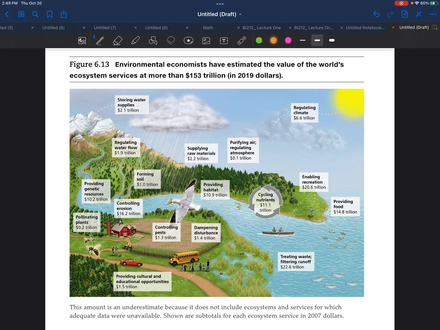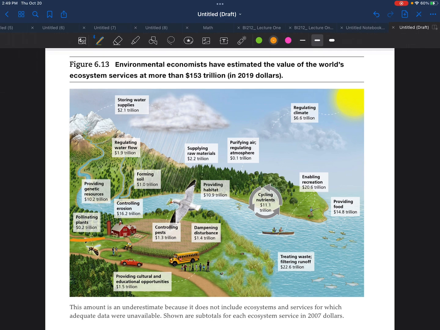In this particular diagram, you can see that they've estimated the value of those services at $153 trillion. So we have ecosystems that help to regulate climate, to purify air and water, even to enable recreation and food, to control pests, to control erosion, to form soil, and this is the example of the pollination of plants.